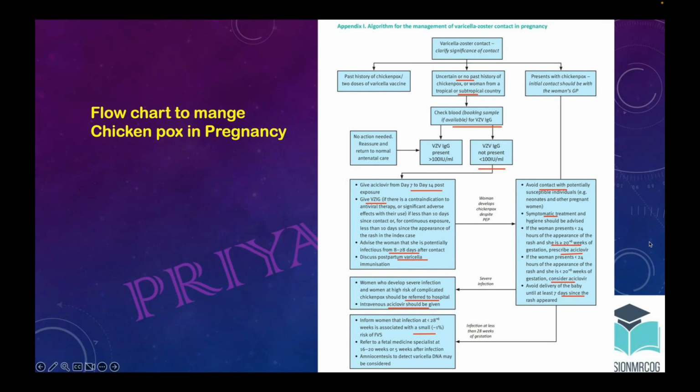And if she presents within the first 24 hours of the rash and she is more than 20 weeks of pregnancy, acyclovir 800 milligrams 5 times daily for 7 days can be given. And if she is less than 20 weeks, then consideration for acyclovir can also be done. And ideally, if the delivery is near and the patient develops chickenpox, usually the delivery is delayed by 7 days.